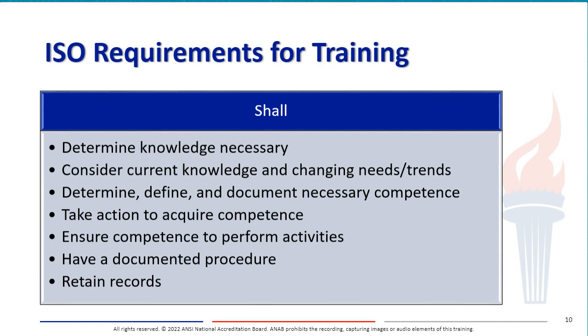Most of the ISO standards state something similar to what is on this slide, where organizations shall determine the knowledge necessary, the necessary competence. They must consider current knowledge and changing needs or trends, determine, define, and document the necessary competence, then take action to acquire that competence, and ensure competence to perform activities. They must have a documented procedure on how they're going to do all of these things, and then in the end, they must retain records.